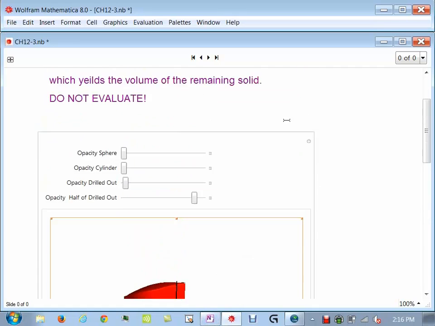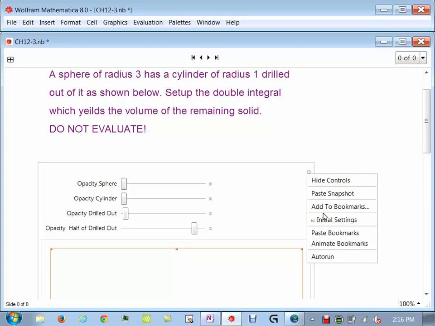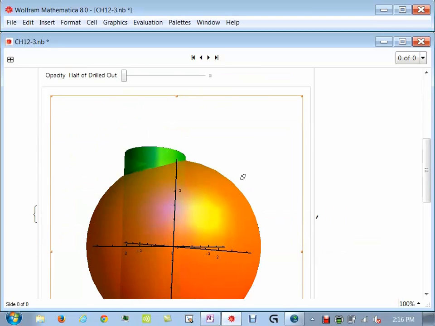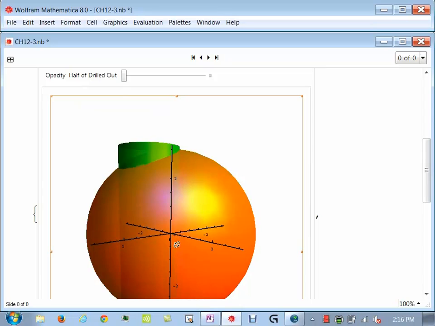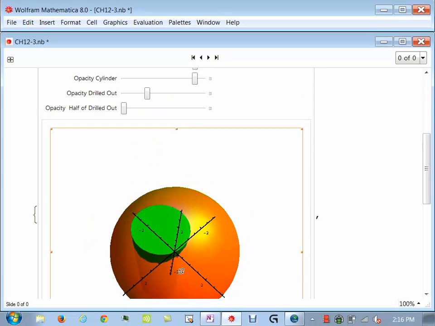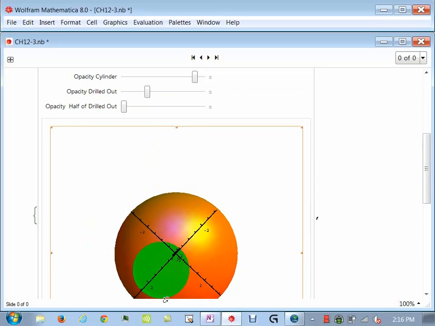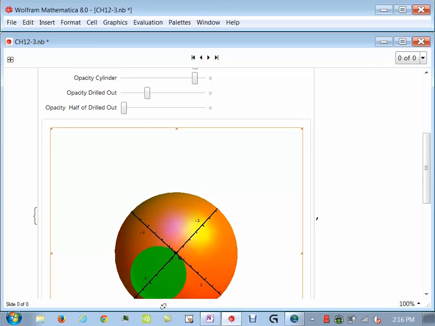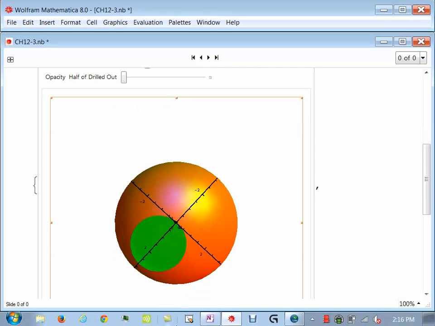If we look at this problem again from the top, we are trying to find the volume by taking this piece out. Another way of looking at that would be, we know the volume of a sphere, generally, 4/3 pi r cubed.